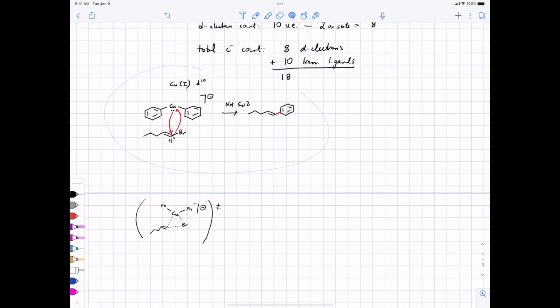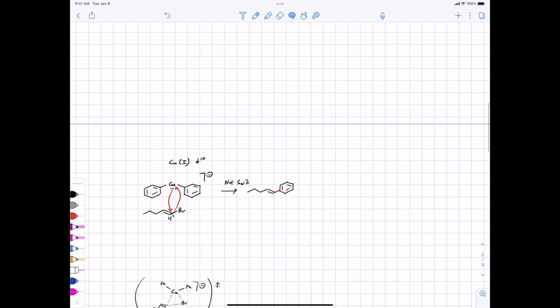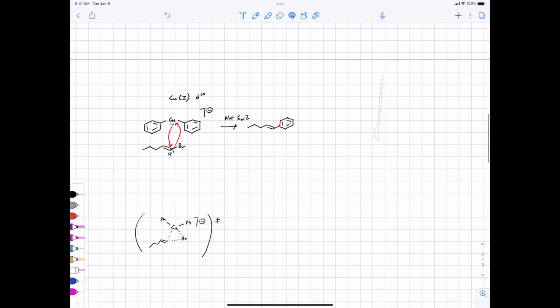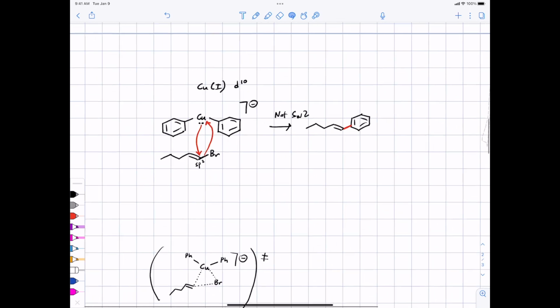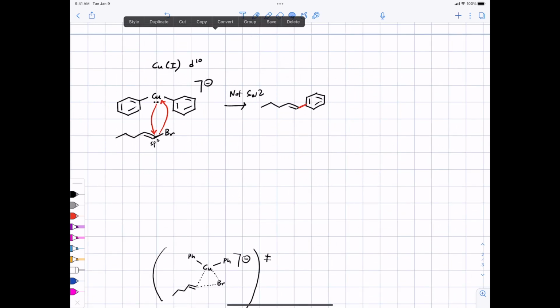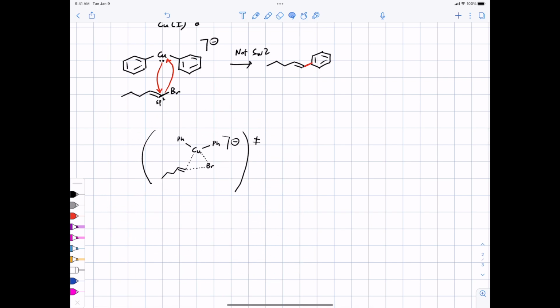I'm going to just move all this down. It doesn't matter for our purposes, but when I export this as a PDF, it hates it when I cross the page border. All right, so this is the transition state.